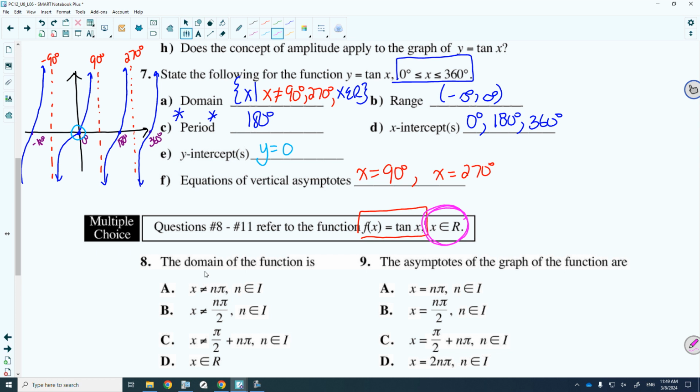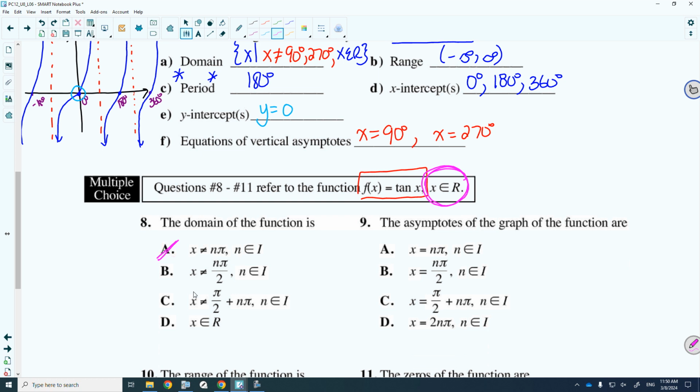So it can't be A. Look at what B is saying. The domain: x cannot be equal to pi over 2, and n just means multiples of pi over 2. Pi over 2 is 90 degrees, right? So x cannot be equal to 90 degrees. Now that is true, okay? So it can't be 90 degrees, but it also can't be 270, and then it can't be 180 past that. So what's the difference between B and C?